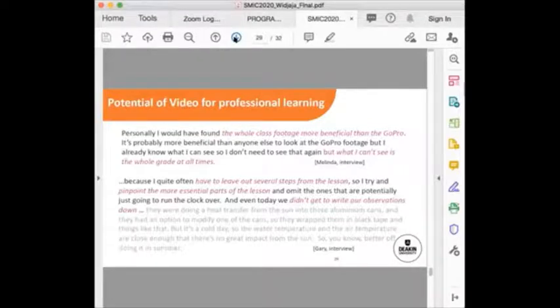I know it's a bit small, so hopefully in the slides it's big enough. Melinda, for instance, talked about the fact that viewing the whole class footage from the iPad was more beneficial for her than looking at the GoPro, because the GoPro captured basically what she was already looking at, whereas the iPad captured what she probably didn't see. So that was more useful for her.